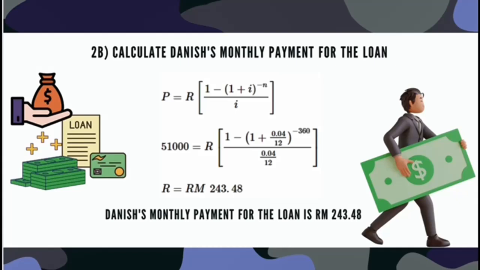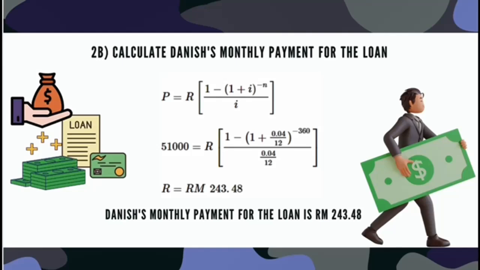The formula used here is P equal to R times 1 minus in bracket 1 plus I close bracket in power negative n, divided by I. In this question, P is the loan amount, which is 51,000 ringgit Malaysia. R is the monthly payment we are solving for. I is the monthly interest rate, which is 0.04 divided by 12, and N is the total number of monthly payments, which is 360, or 30 years.